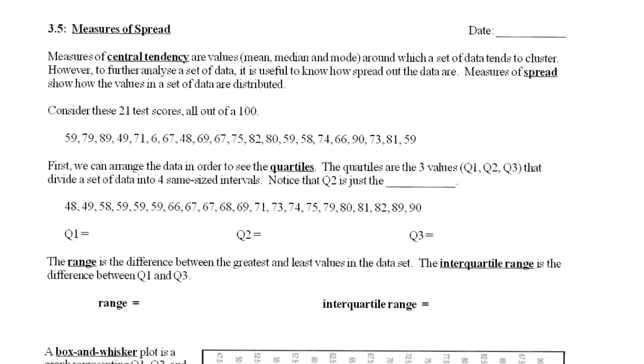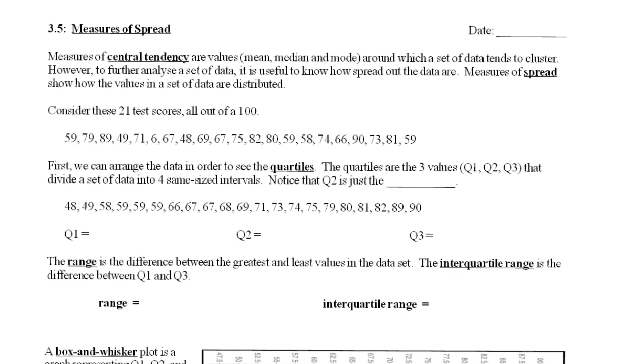So our biggest issue is analyzing the set of data. And it's useful to know how spread out the data is, right? Measures of spread show how the set of values are distributed. Now, the one that we're going to work on right now is called the box and whisker plot. And let's go over what this is.